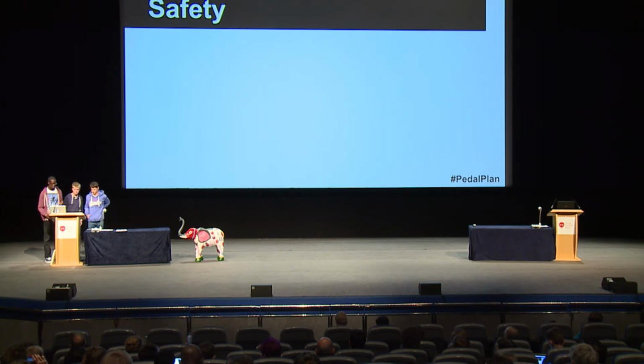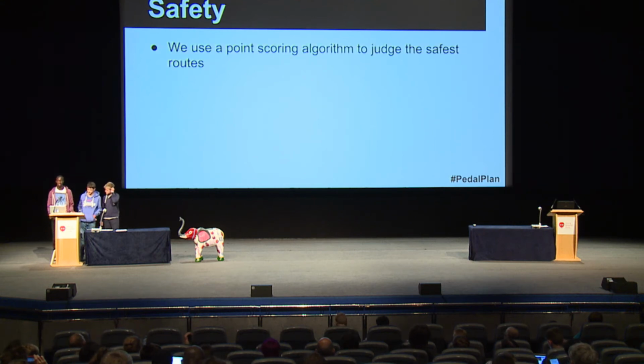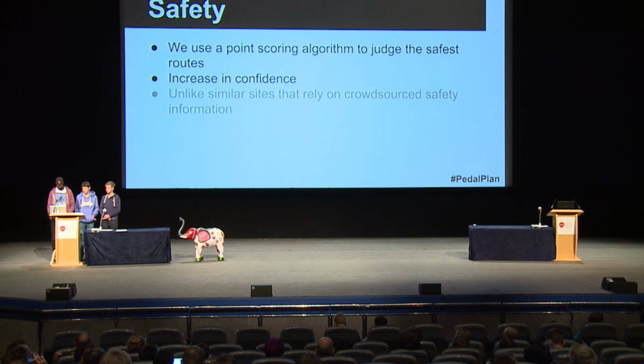Our website is all about safety. Anything we can do to reduce the risk on the roads just means that we have made a success in our 4-day endeavor. We use a point-scoring algorithm to judge the safest route, and our goal overall is to reduce accidents by using this site. This also means that cyclists can have an increase in confidence, and that means that more users cycling means that there's less congestion on the roads, which will hopefully also decrease the amount of accidents.